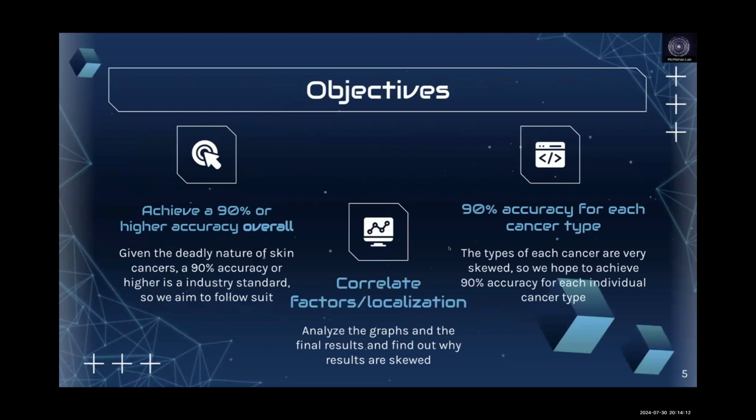So our objectives currently are to achieve a 90% or higher accuracy for the classification algorithms. Then we also want to see which factors are correlated to each other. For example, we have various factors like age that might affect a person's chance for skin cancer. And then we also want a 90% accuracy for each cancer type. So let's say if I have 100 of one type of cancer, I want 90 of them to be predicted correctly.